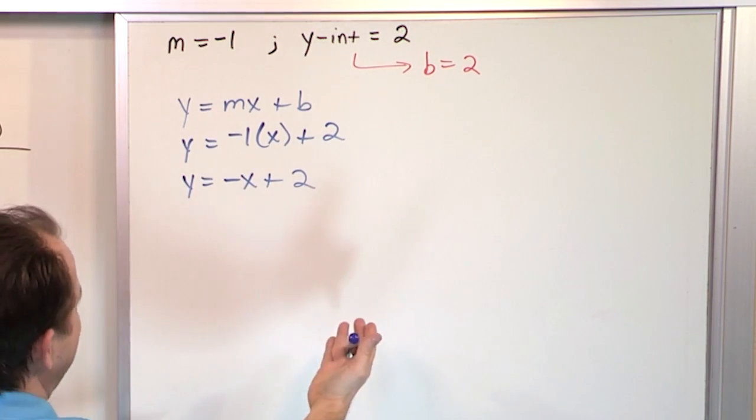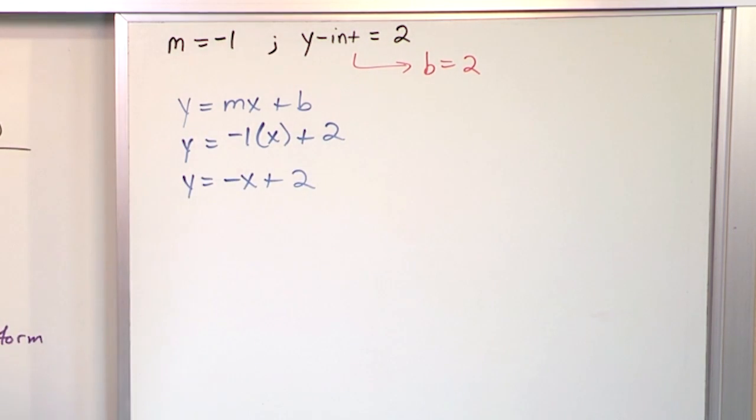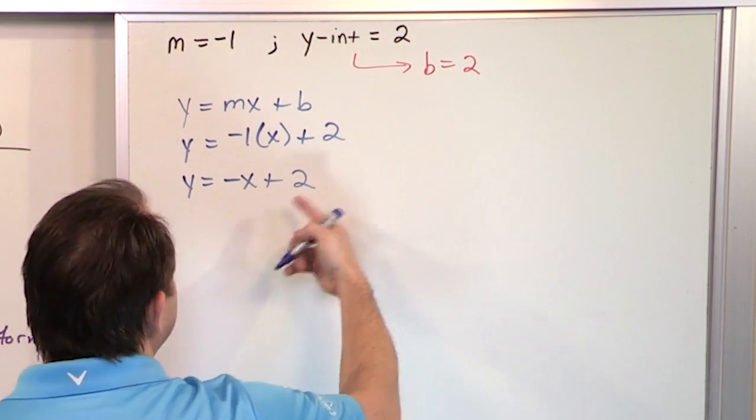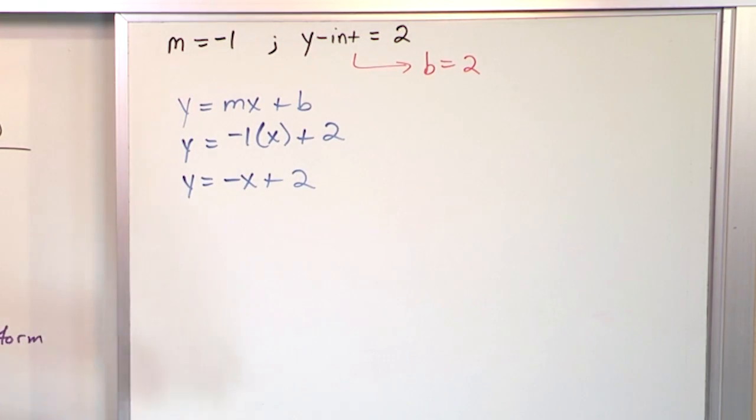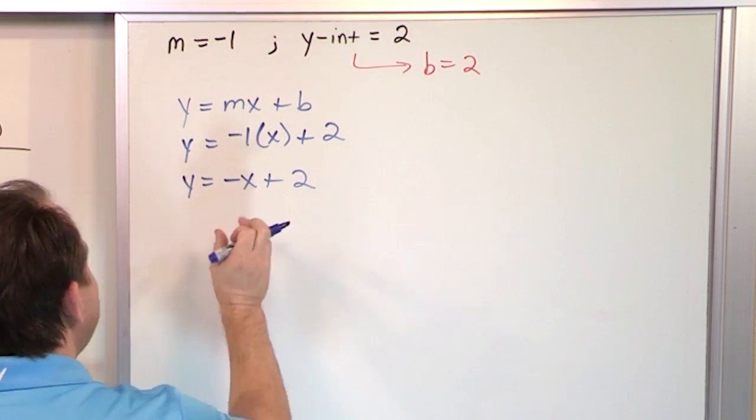If I just wanted to graph it, I would just stop here and graph it. But I don't want you to stop here. This is slope-intercept form, we all know that, mx plus b. But I want to go down and put it in standard form.